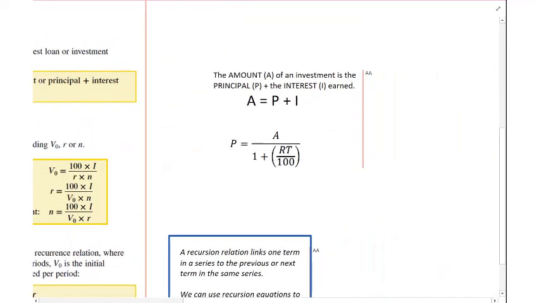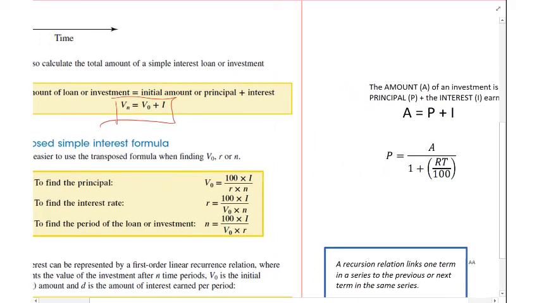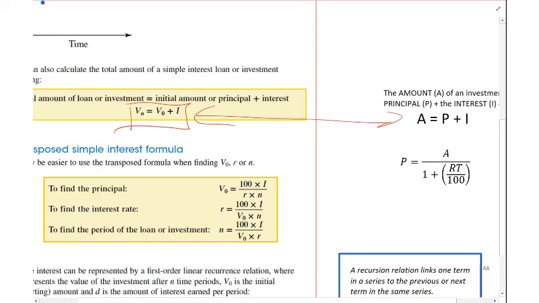Now, just to put this out there, you might have seen something that looks like this. These two are basically saying the same thing. A being the amount here, so that's represented by VN, the total amount of the loan or investment, equals P, so our V0, that's our principal, plus the amount of interest that you've added.